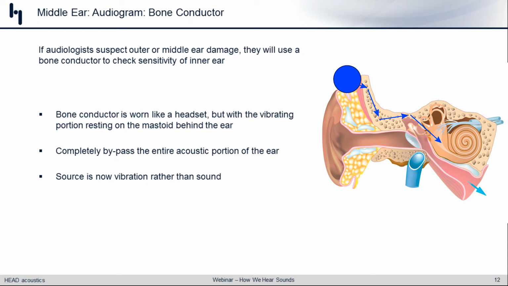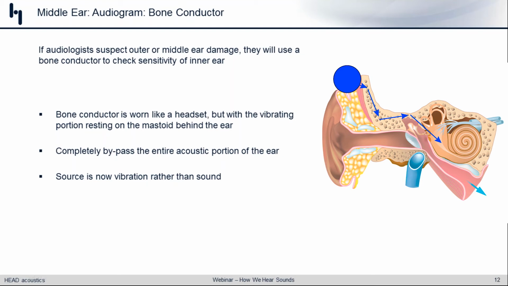I don't know if you guys want to poke yourself right behind the ear, but you can kind of feel there's a hard bone back there, part of your skull. It's called the mastoid. And what they do now is they will play the same tones, but instead of acoustically, they'll play them mechanically, or in a tactile manner, and it'll vibrate your skull.